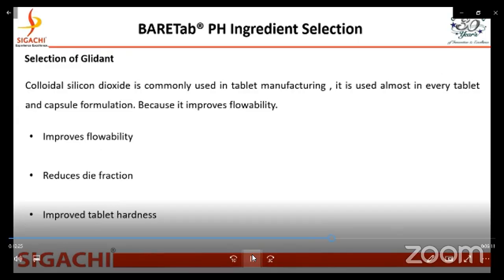Selection of glidant. Colloidal silicon dioxide is commonly used as a glidant in tablet manufacturing in DC and wet granulation methods. It is used in almost every tablet and capsule formulation because it improves flowability, reduces friction, and improves tablet hardness.